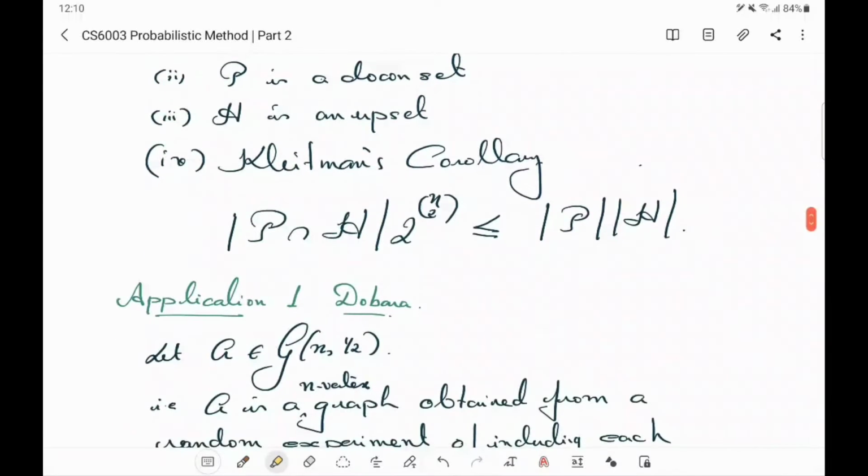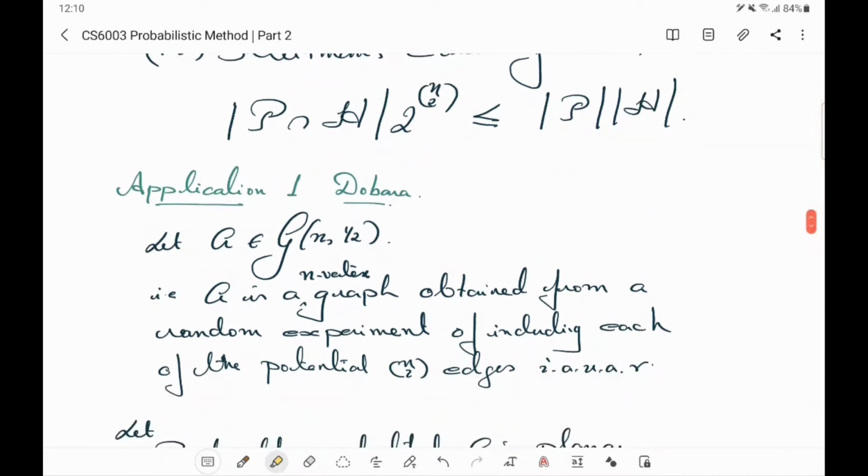Now we will revisit this application, but this time we will talk in terms of probabilities rather than cardinalities. At this level it's only a matter of terminology, but immediately we will see that talking in terms of probability helps you generalize. Okay, so this is a way to construct a graph randomly. We have done this many times.